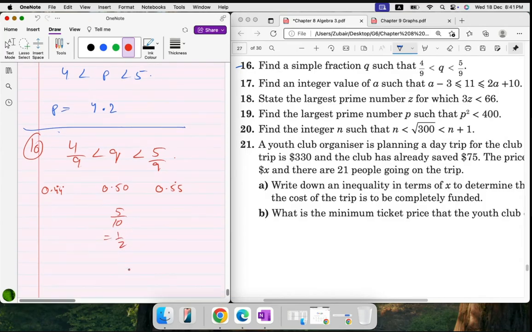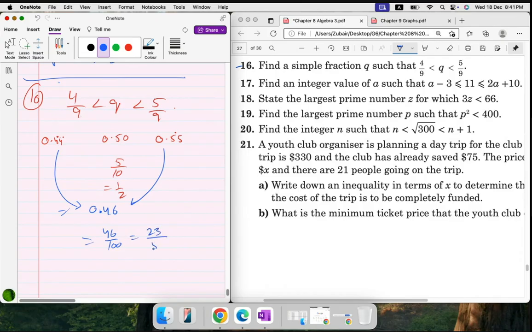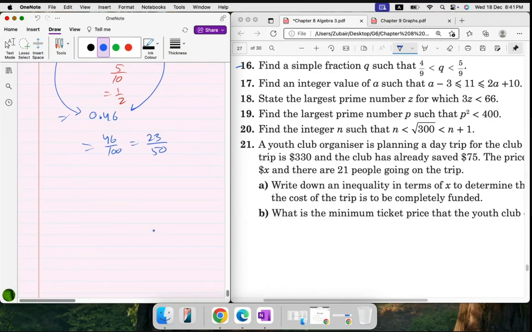Perfect. Just for sake of discussion, if I write 0.46, will that be acceptable? Yes, 23 by 50. See, is it between these two? 46 by 100, 23 by 50.